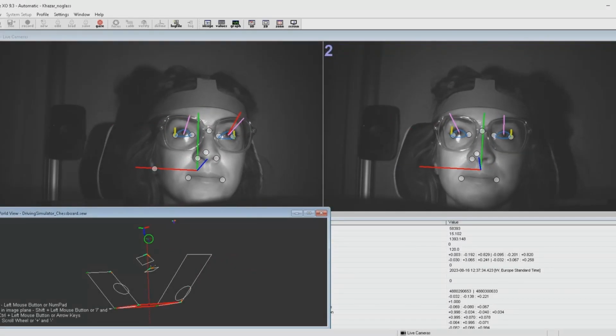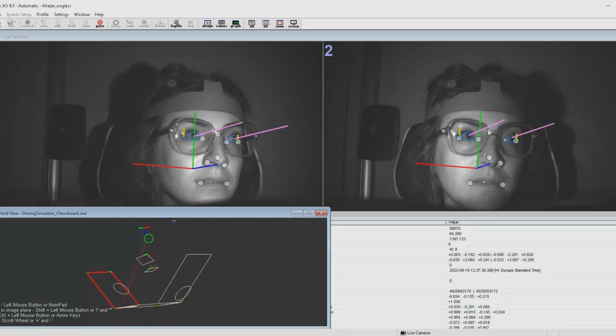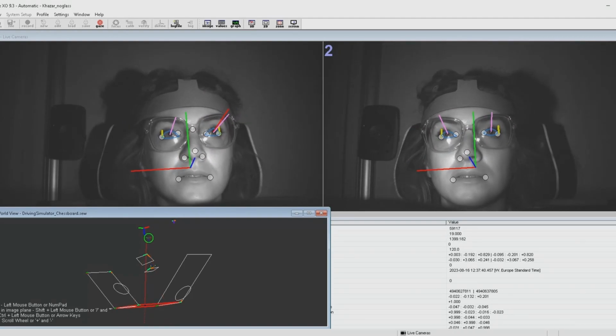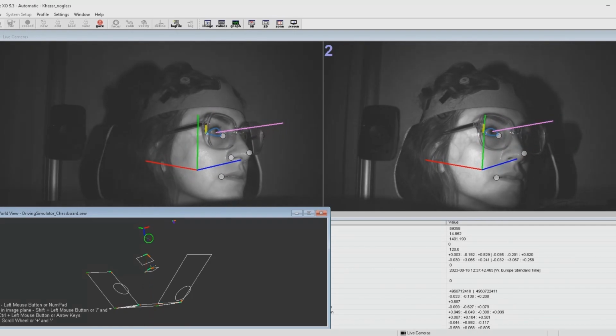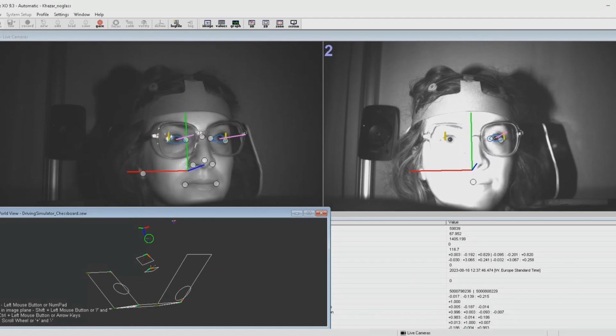The eyes can say a lot about a driver's attention. Our eye tracker system precisely tracks gaze patterns, alertness, and blink rate, providing valuable insights into a driver's cognitive state and potential distractions.